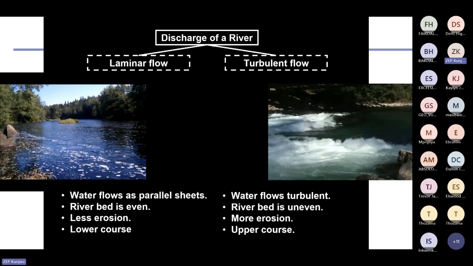We have the discharge of a river. Now, the river discharge, by definition, learners, we are looking at the amount of water passing through a point in a river in a second.